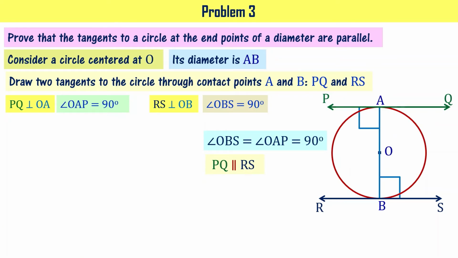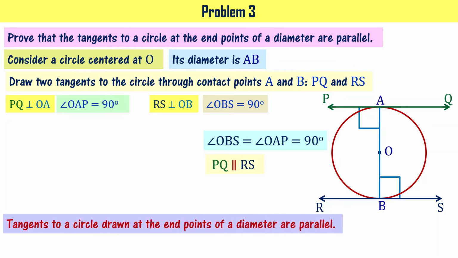This is what we are asked to show. Tangents to a circle drawn at the endpoints of a diameter are parallel. This is what we have just proved, right?